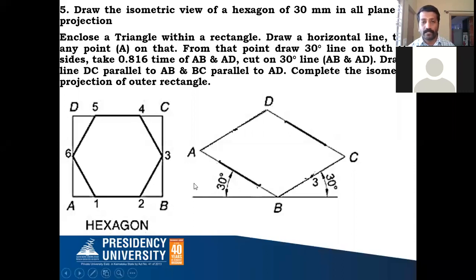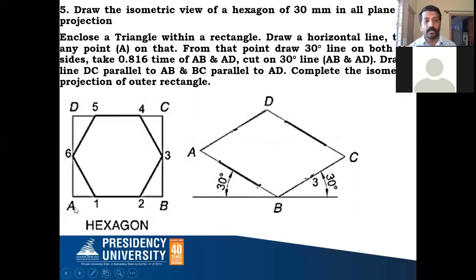So let me draw a horizontal line. I'll take any one point on it. I have taken this point as B, or you can take A also. No problem, just for a change, I have taken some other point here. I'll take this as the point B, and I'll draw a 30-degree line on either side, right side and left side.